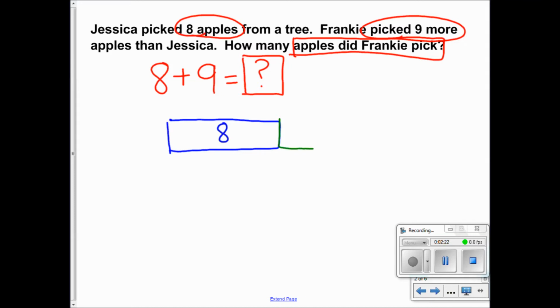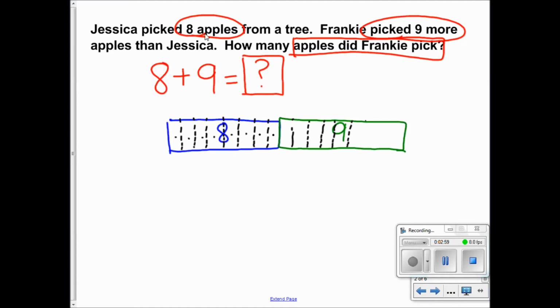But this time my bar is going to be a little longer than her bar, because his has how many in it? 9. His has 9, hers has 8. So it's kind of going to look like this. In my mind, I'm picturing there's her 8: 1, 2, 3, 4, 5, 6, 7, 8, right? And in his, I'm picturing that he has 9: 1, 2, 3, 4, 5, 6, 7, 8, 9. So his bar is a little longer than her bar. And if I put the 9 and the 8 together, then I'm going to find out my result unknown. I'm going to find out how many he did pick if he picked 9 more than her.